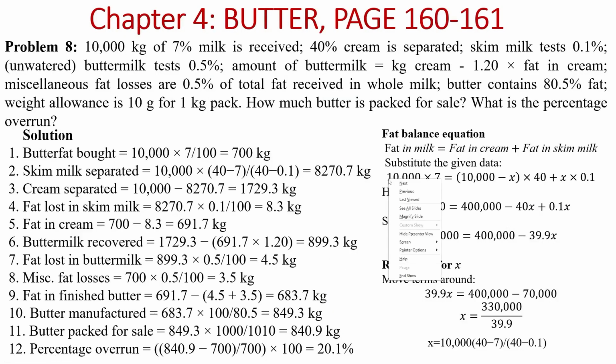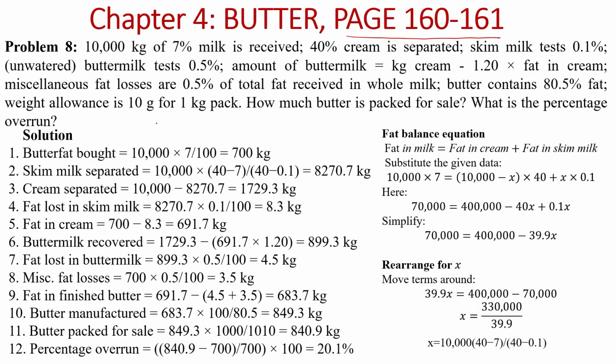Okay, now let us see the numerical of problem number 8, which is from chapter 4, butter, on page number 160 to 161. Now this problem is on overrun, that is percentage overrun of butter. How much more butter is obtained from the given quantity of fat, in percentage, that is nothing but the overrun.